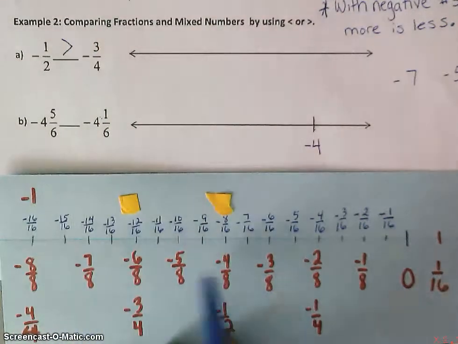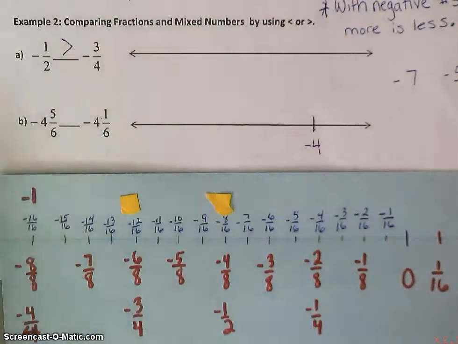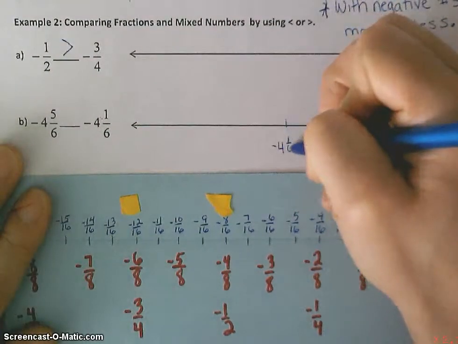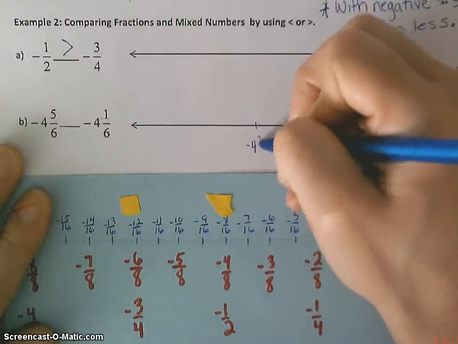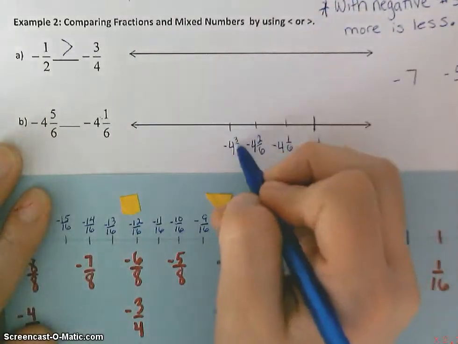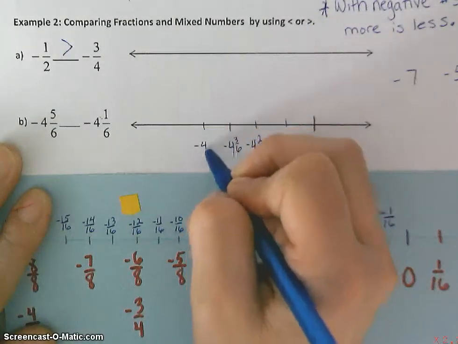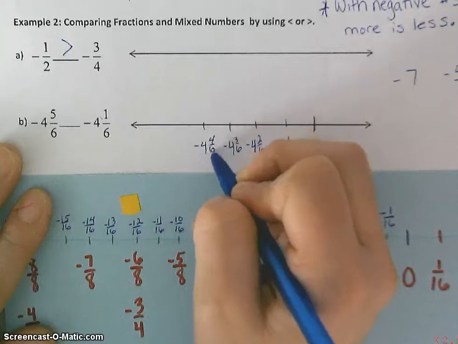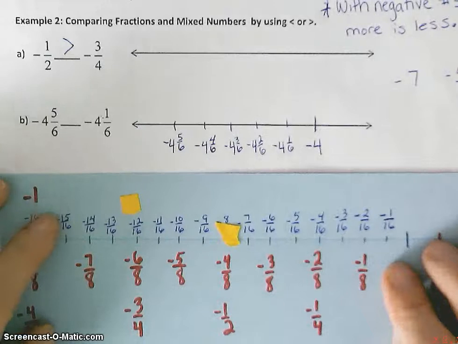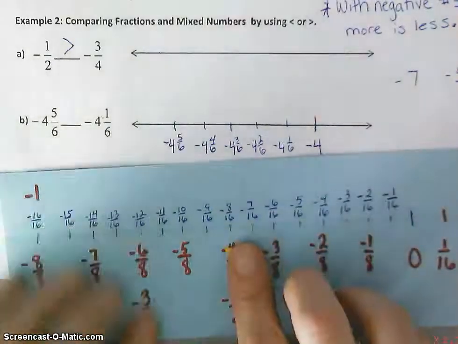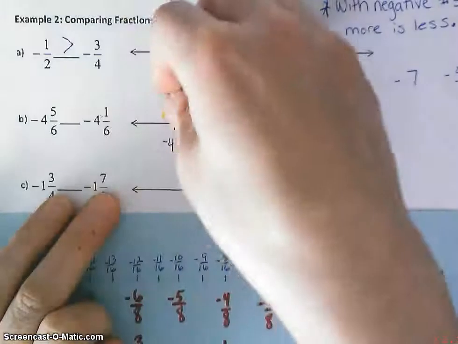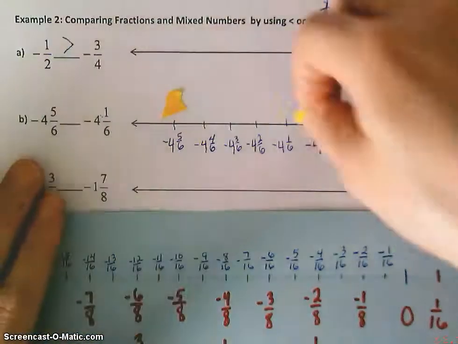Since I don't have any 6ths on my number line, I've got to create my own number line. So now I have -4 and 1/6, -4 and 2/6, -4 and 3/6, -4 and 4/6, -4 and 5/6. Okay, so now that I'm looking at it, let's go back to our little yellow pieces of paper. Let's mark -4 and 5/6, and then we're going to mark -4 and 1/6.